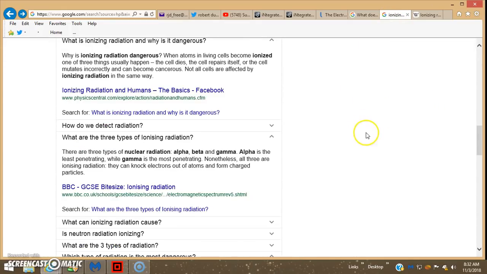So, what's ionizing radiation? This ain't good. There are three types of nuclear radiation: alpha, beta, and gamma. Alpha is the least penetrating, while gamma is the most penetrating. Nonetheless, all three are ionizing radiation, and they can knock electrons out of atoms and form charged particles.